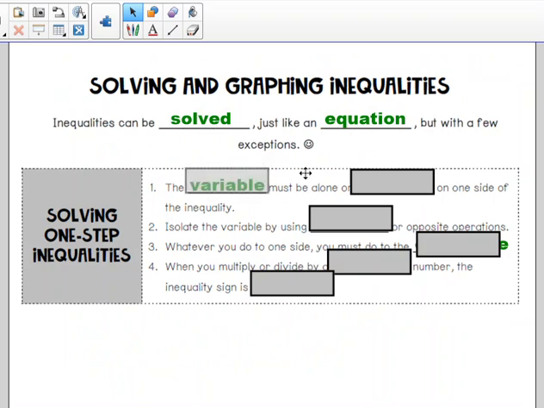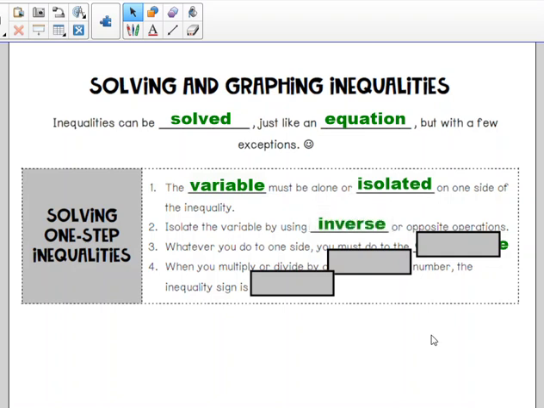This first step here, the variable must be alone or isolated on one side of the inequality. So the goal is, again, to get the variable by itself. And we'll ask ourselves a series of questions to help make that happen. But we want to get it isolated on one side of the problem. We will isolate the variable by using inverse operations. All right, remember, those are opposite operations. I'll remind you about that here in a moment. Whatever you do to one side, you must do to the other side. Okay, you got to treat them equally.